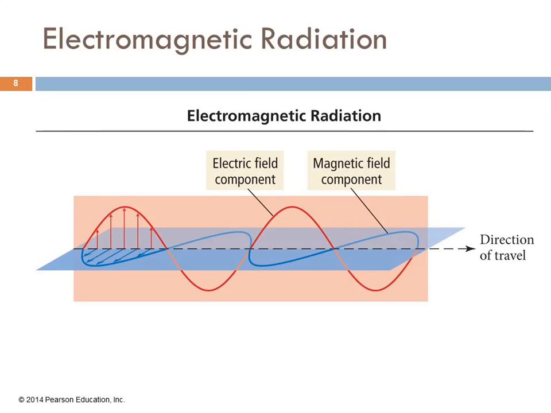Here's an illustration of electromagnetic radiation. So here in the red we have the electric field component, and in the blue we have the magnetic field component. So they're perpendicular. This is up and down, and the magnetic is side to side.